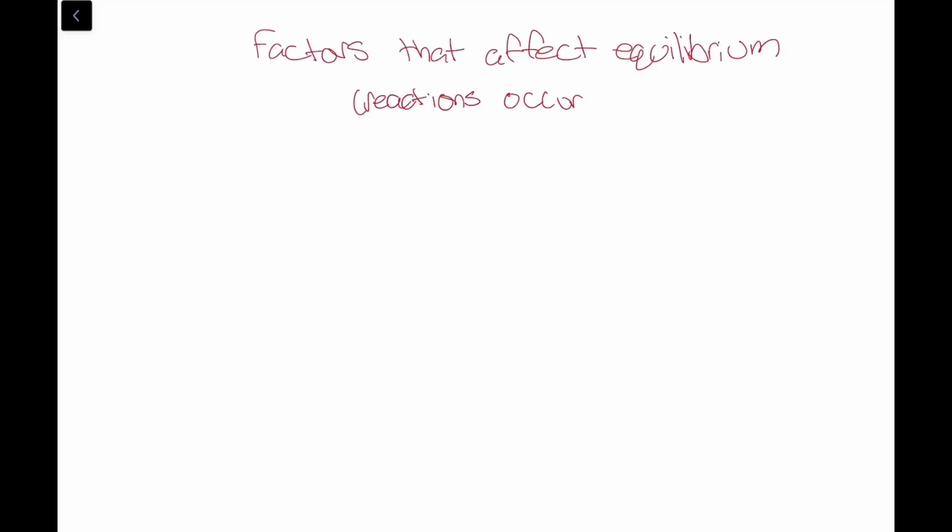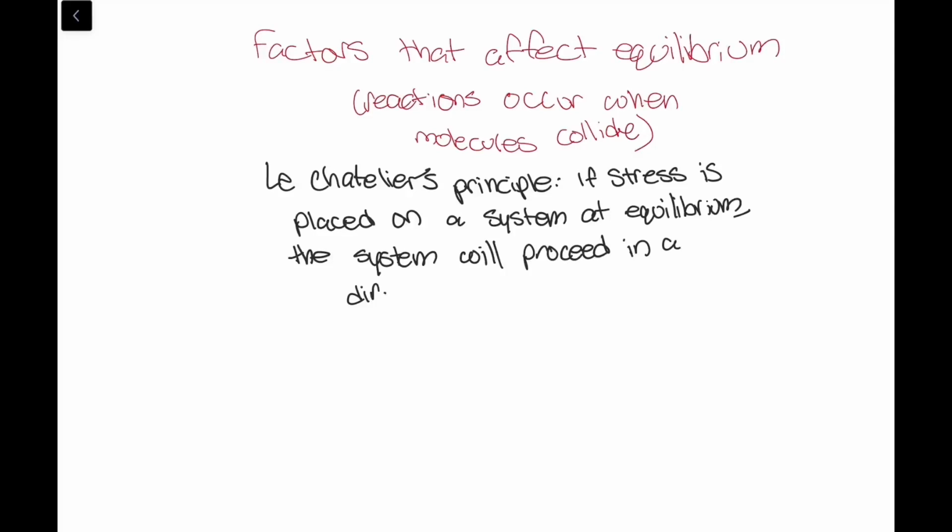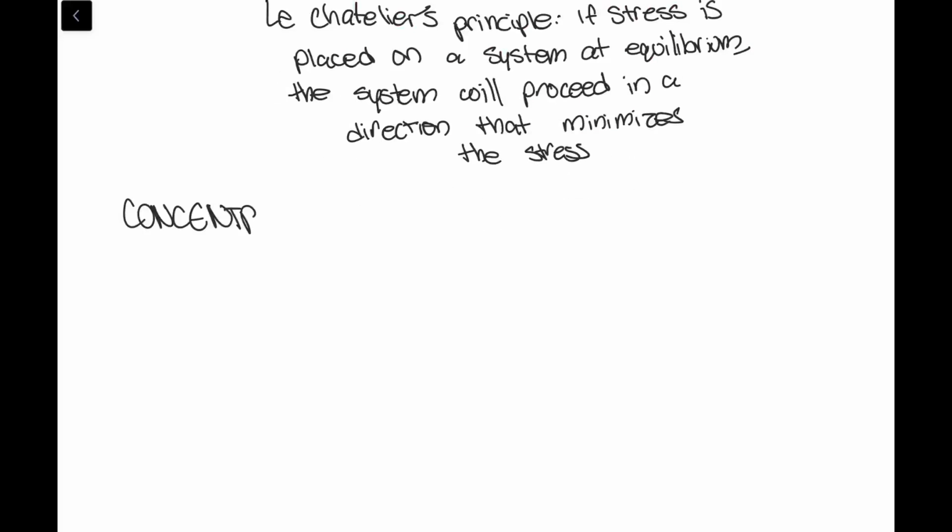Now let's take a look at the factors that affect equilibrium. Now remember, reactions occur when molecules collide. So everything that affects these collisions will affect the equilibrium. Let's look at Le Chatelier's principle. This says if stress is placed on a system at equilibrium, the system will proceed in a direction that minimizes the stress.